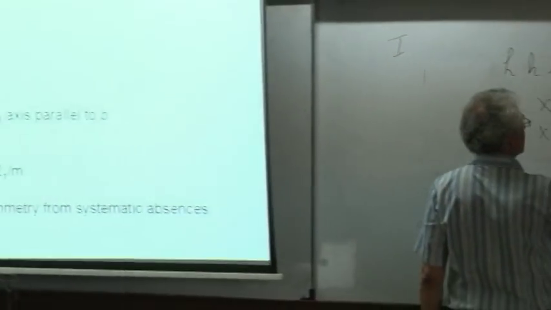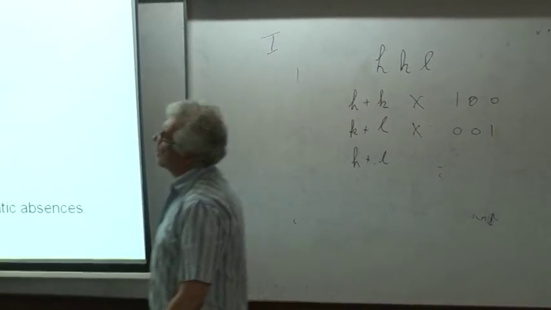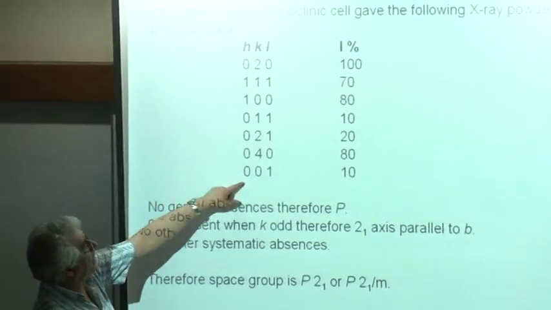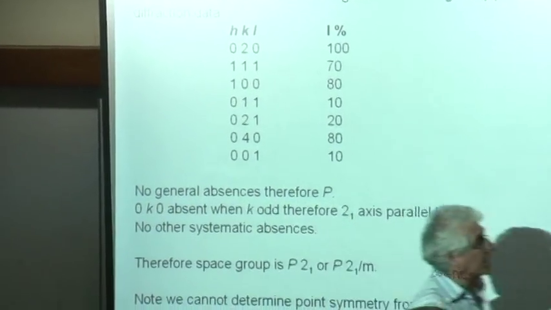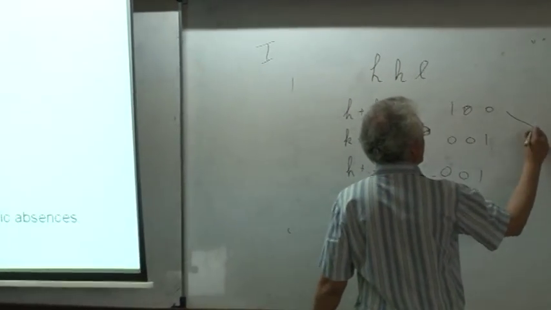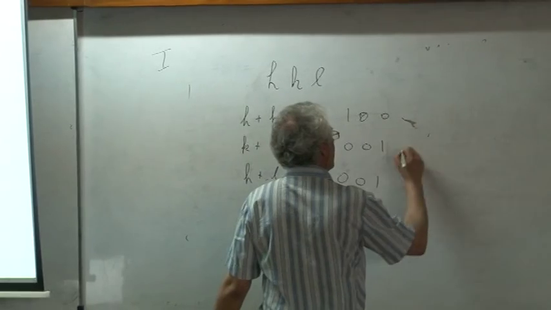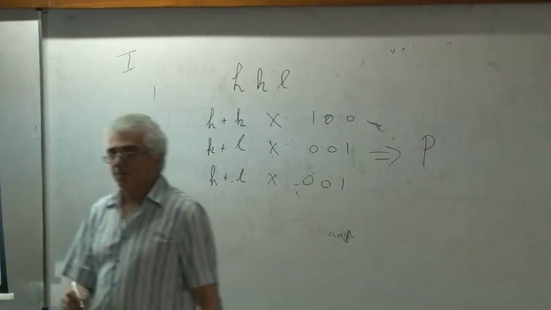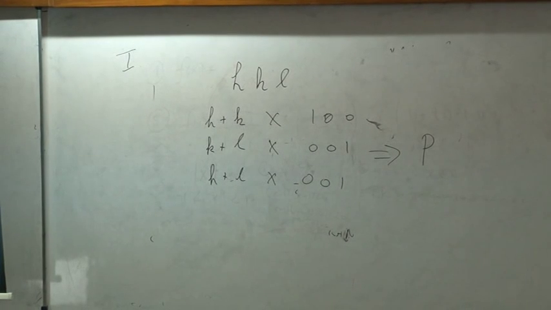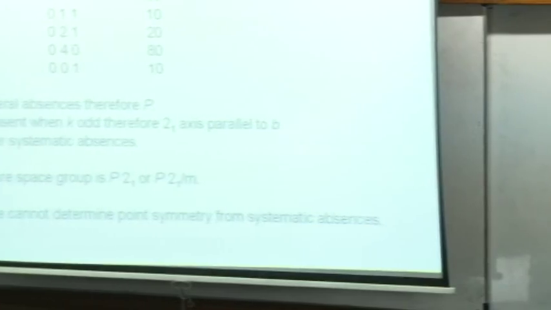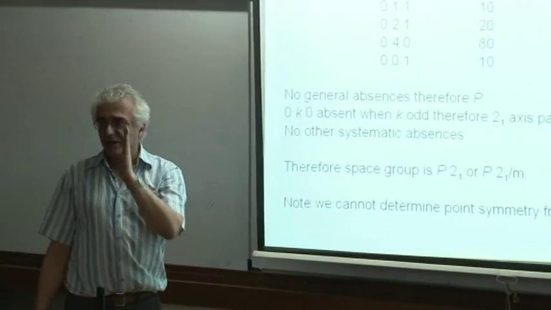So we don't have that, 0, 0, 1. And then I'm looking for H plus L, again 0, 0, 1 is an odd number. So we don't have that. So this implies that this is primitive. So there's no centering. It's monoclinic. We're looking for, the unique axis is B in monoclinic.